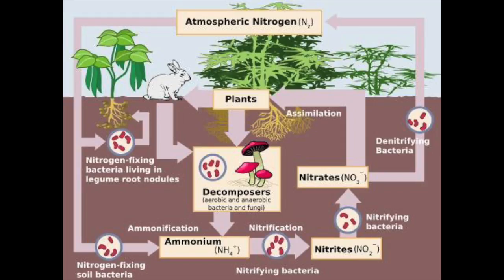The next step is ammonification. Here is the decaying process. When a plant or animal dies, decomposers like fungi and bacteria turn the nitrogen back into ammonium so it can re-enter the nitrogen cycle. And the last step is denitrification. Extra nitrogen in the soil gets put back out into the air by special bacteria.